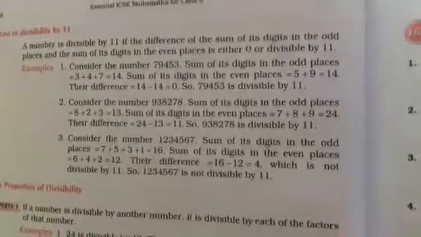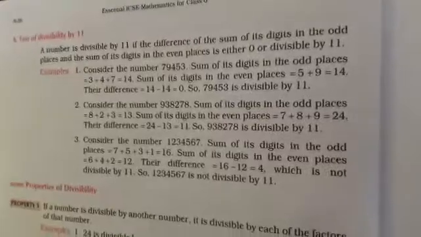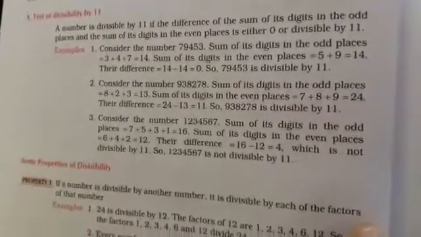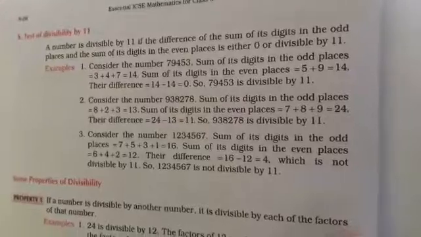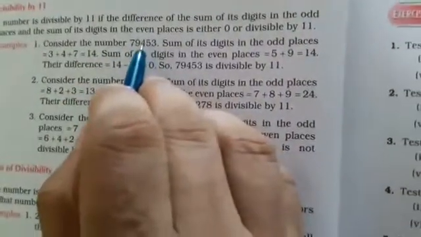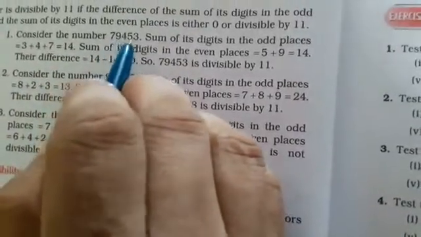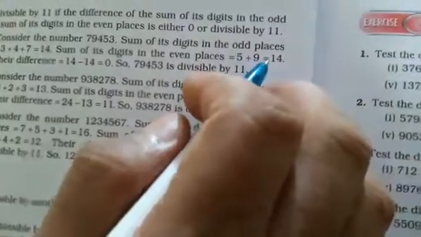Next we will see the test of divisibility by 11. A number is divisible by 11 if the difference of the sum of its digits in the odd places and the sum of digits in the even places is either 0 or divisible by 11. For example, here it is given 79453. Let us see the sum of its odd digits. So here 3, 4 and 7. It will be 14. And the sum of even places, 9 plus 5, is also 14. So 14 minus 14 is equal to 0. So it is completely divisible by 11.